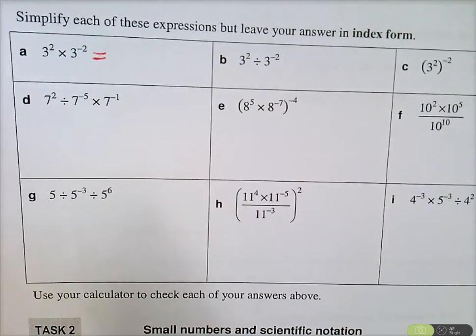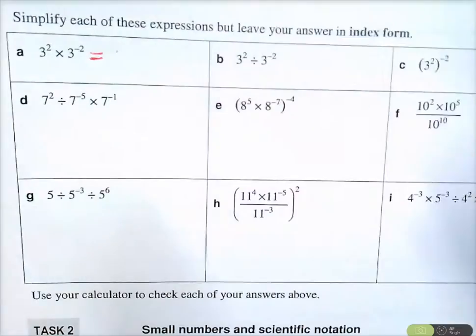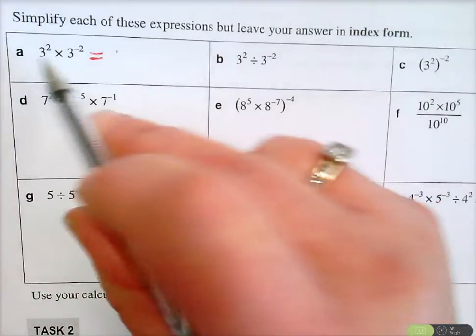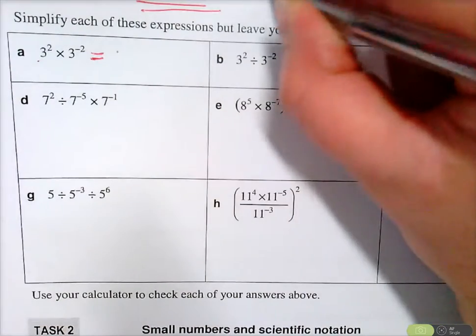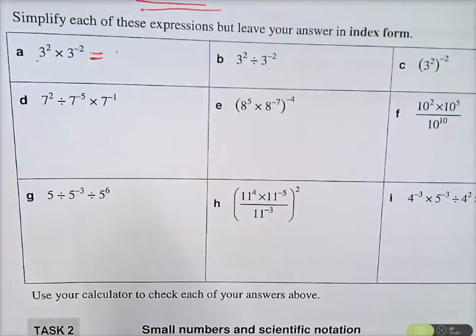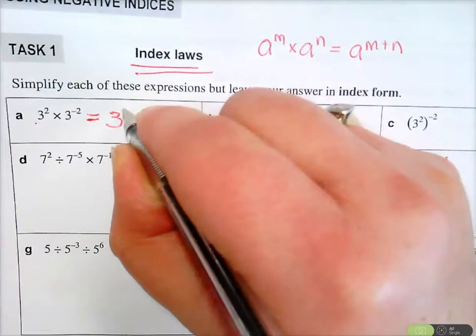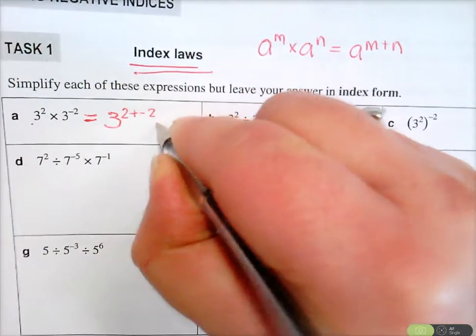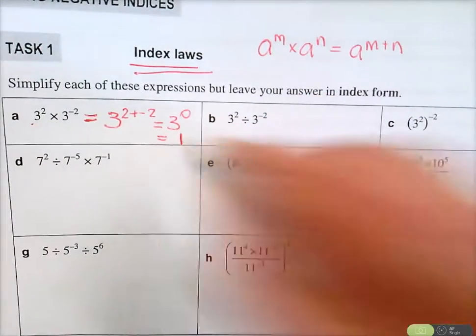Ladies, bases are the same. Bases are the same. What do we do with the indexes? Or you can write them as what they are, but girls, bases are the same. We're going to use the index laws. Do you remember those? A to the m times a to the n is a to the m plus n, etc. Remember those? Girls, what is this telling me to do with the 2 and the negative 2? It's 2 plus negative 2, which is 2 minus 2, which is 0. The answer to this is 1.